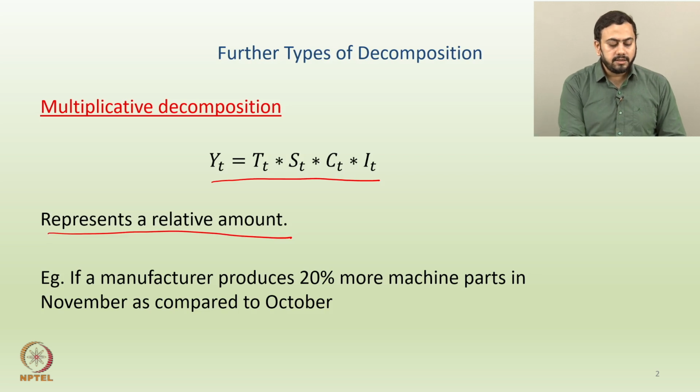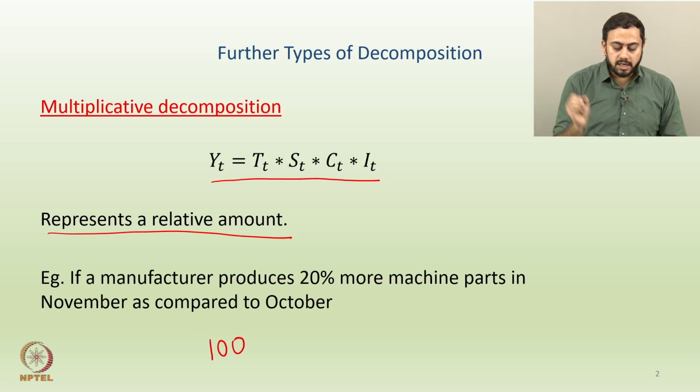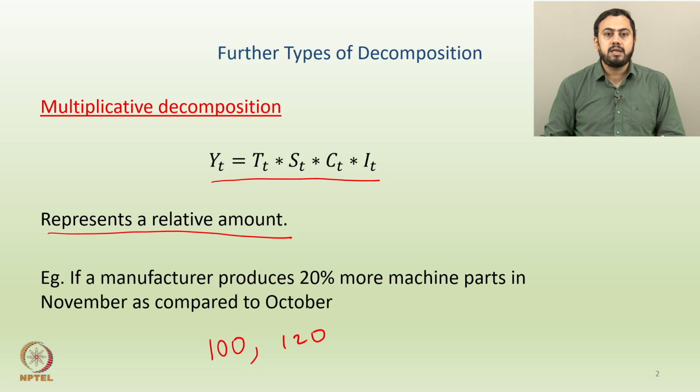Again, the same example in a slightly different way. If a manufacturer produces 20% more machine parts in November as compared to October, let's say in October the manufacturer produces 100 machine parts, then in November, since you have to increase by 20%, it will be 120 and so on. So here the nature is not absolute or additive, it is more multiplicative in nature. This is just a slightly different way of decomposing a time series, either in an additive or in a multiplicative context.